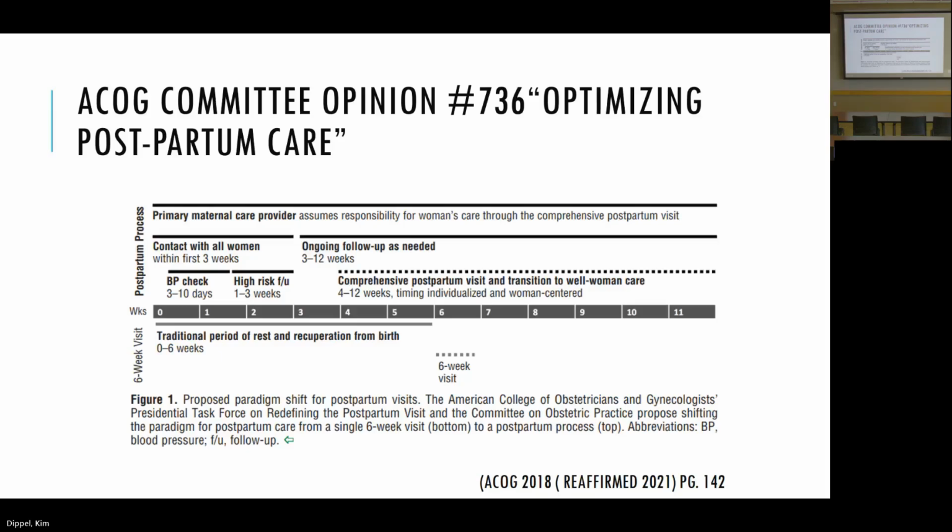So the primary maternal care provider: contact with all women within the first 3 weeks, ongoing follow-up as needed between 3 and 12 weeks, BP checks within 3 to 10 days, okay? High risk follow-up 1 to 3 weeks, comprehensive postpartum visit and transition to woman care 4 to 12 weeks, timing individualized versus our traditional 6-week visit, okay?